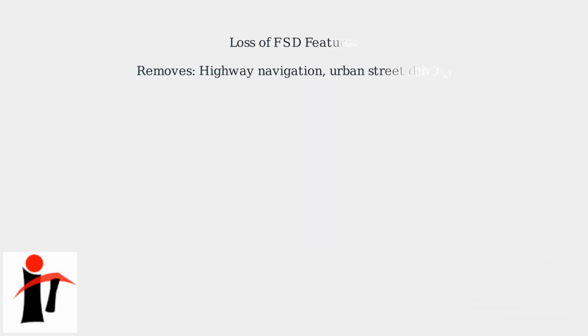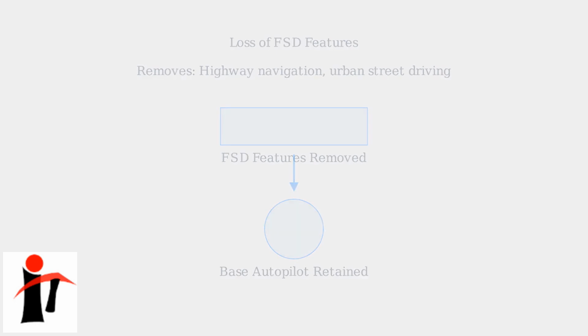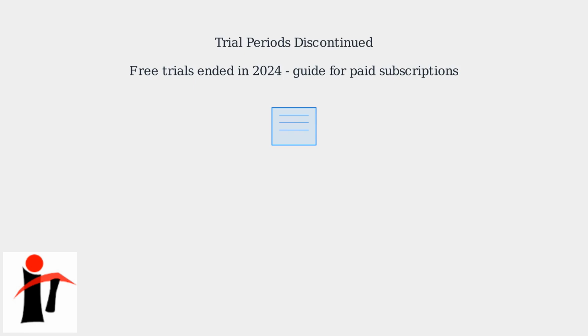Before finalizing your FSD cancellation, consider that unsubscribing will remove access to advanced full self-driving features like autonomous highway navigation and urban street driving capabilities. Keep in mind that FSD subscriptions are specifically tied to your vehicle and cannot be transferred to another Tesla or shared with other owners. If you're currently in a free trial period, note that Tesla discontinued free FSD trials in 2024, so this cancellation guide applies to paid subscriptions only.